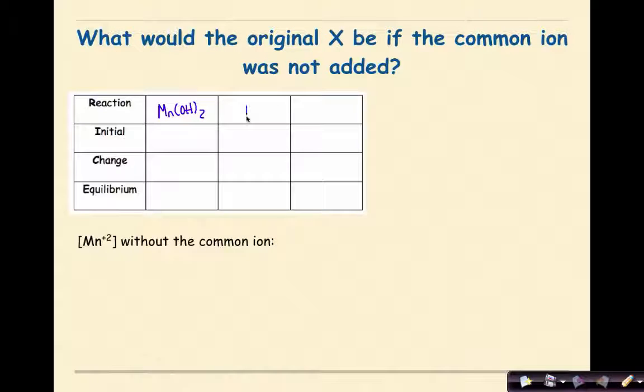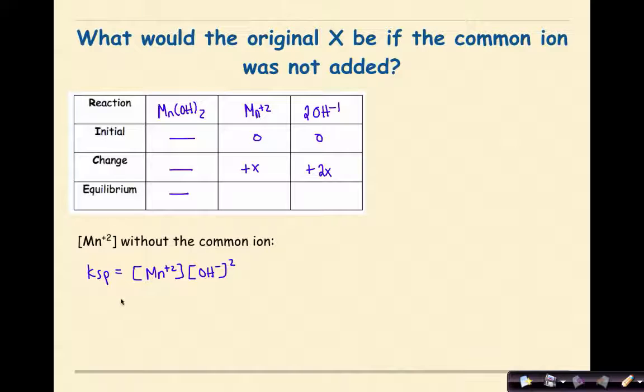We're going to have Mn plus 2 and hydroxide. And we know that this is all gone. I should throw my 2 up here. Initially, if there was no common ion, this would be 0 and this would be 0. And then this would be plus X and this would be plus 2X. And then I'd write my KSP expression, which would be Mn plus 2 times hydroxide ion concentration squared.